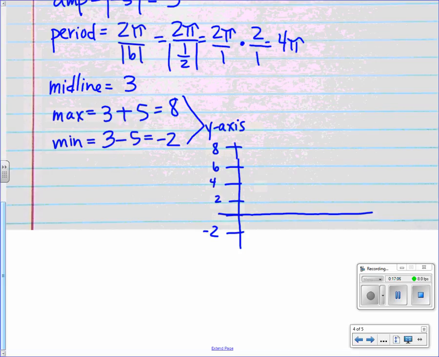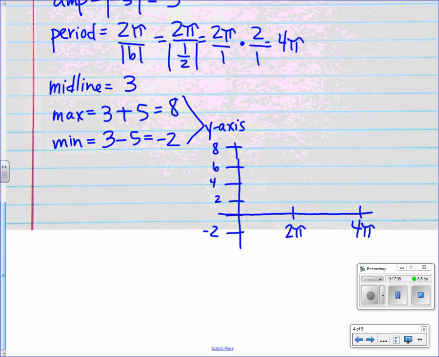Okay, what was the next thing we labeled? Do you guys remember what I said to label? And it can be however far you want it to be. Period. Right? So I'm going to say, okay, about this far would be 4 pi. It can be whatever you label it as, okay? But we do need to know halfway. So what's half of 4 pi? 2 pi. So right in the middle is 2 pi.